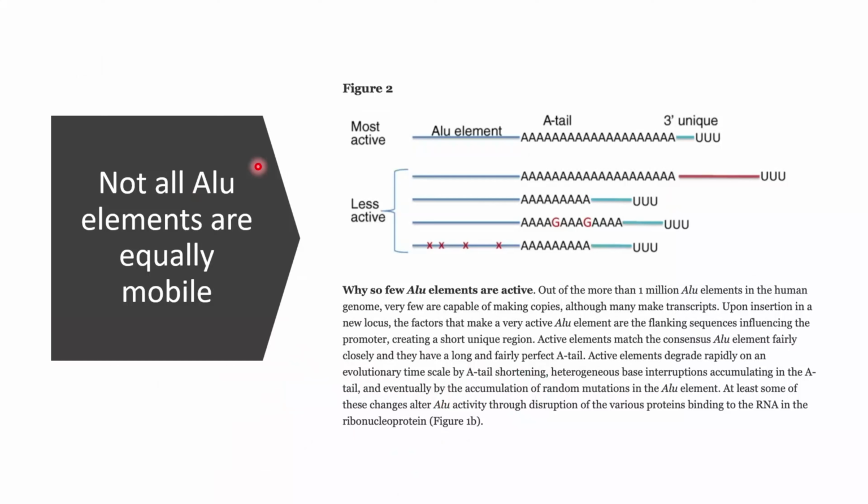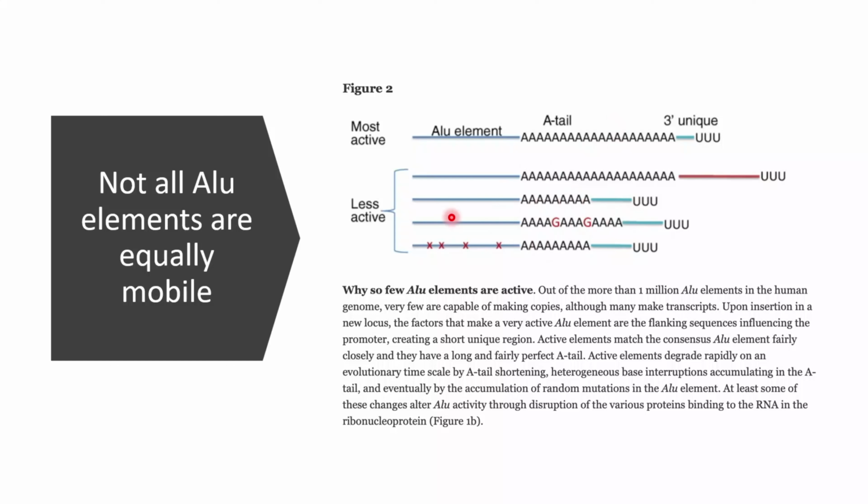The ALU elements. I'm going to talk a little bit about the evolution of the ALU elements just quickly to give you a perspective of why they're interesting. First of all, the ALU elements are becoming less and less active. The reason for that is that they're acquiring new mutations. DNA, as it replicates, leads to random mutations happening, and so you get them being less active.